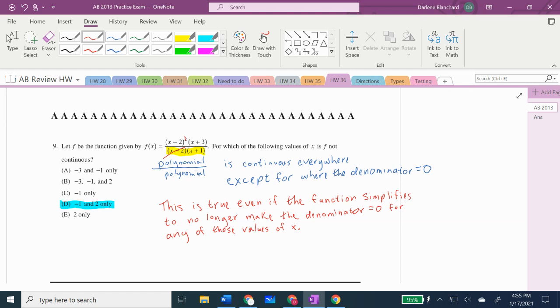That function, after canceling, has a different domain than this function because it is not going to allow us to plug in anything that makes the denominator 0 at the beginning.